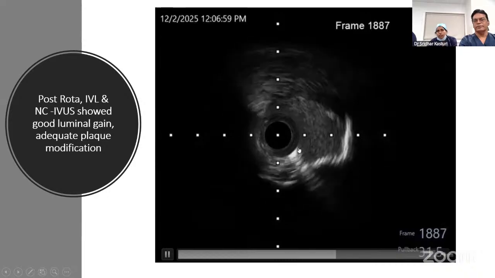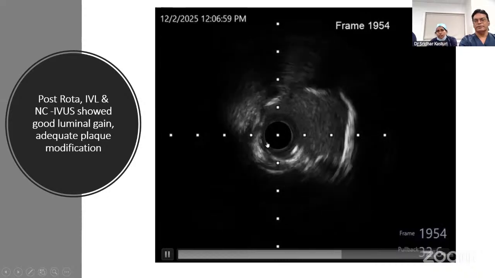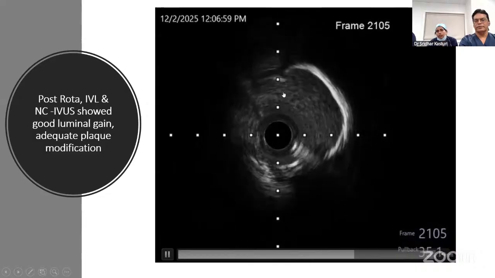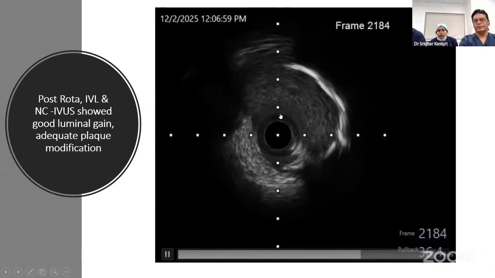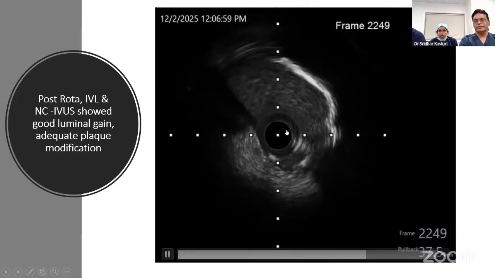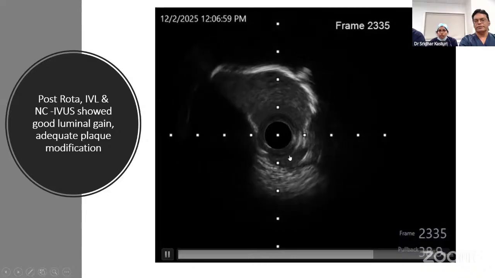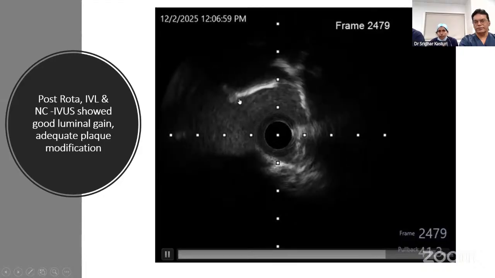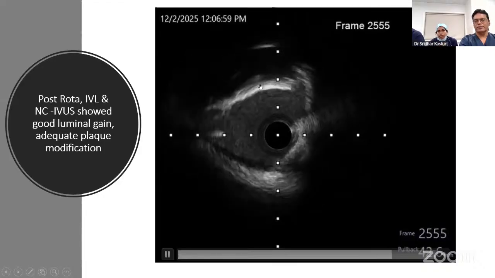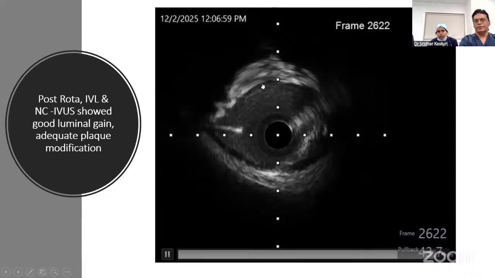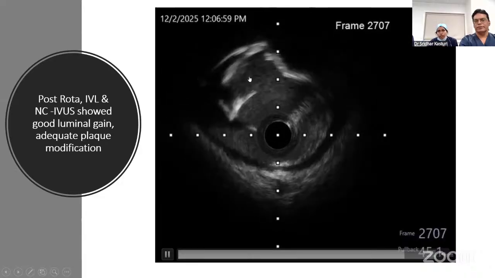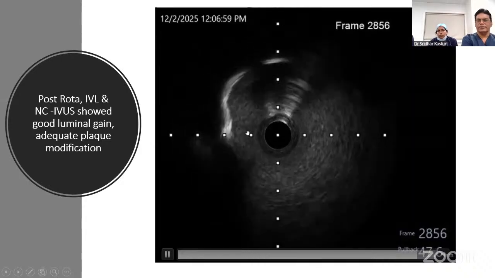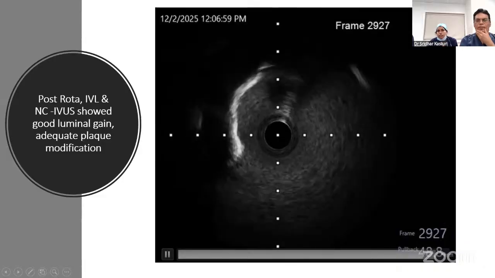And we are coming towards the ostial LAD. There also we can see significant fractures at 6 o'clock and 12 o'clock positions with adequate luminal gain. And we are coming into the LM. You can see the nodule that was initially there was well shaped, and there is good luminal gain in the LM. The entire calcium was shaved off, and good fractures are noted. We are now coming towards the proximal LM, which is disease free.